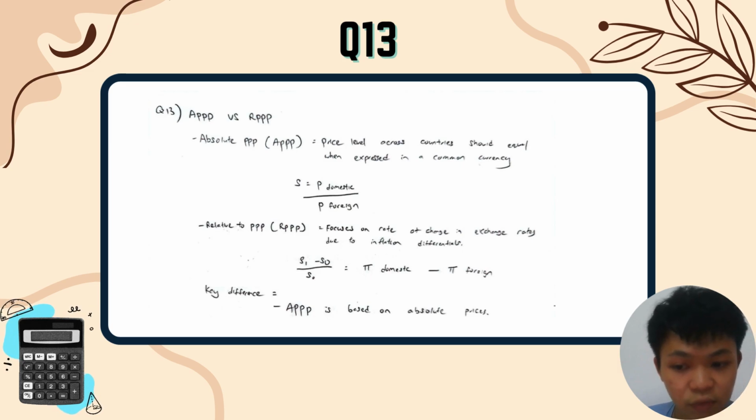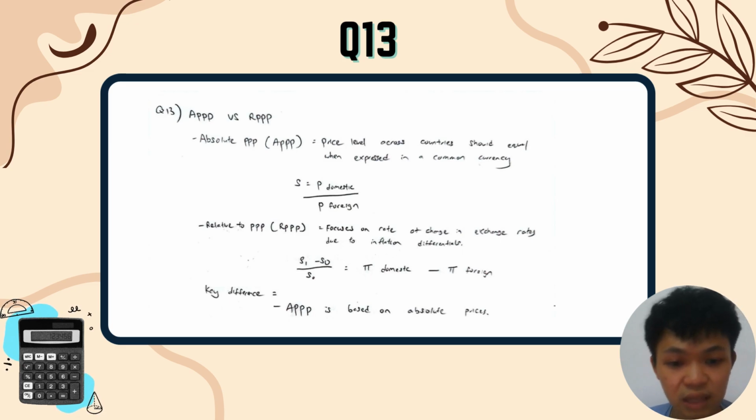RPPP is focused on the inflation over time, not just price level. It states that the rate of change of the exchange rate between two countries equals the difference in the inflation rates. So the formula is future exchange rate minus current exchange rate, divided by the current exchange rate, is equal to the inflation rate in the domestic country minus the foreign country.